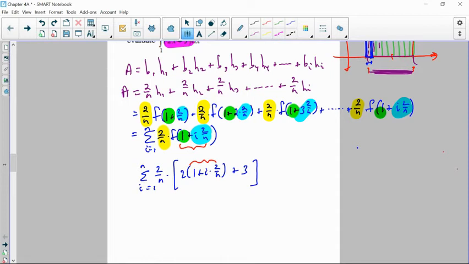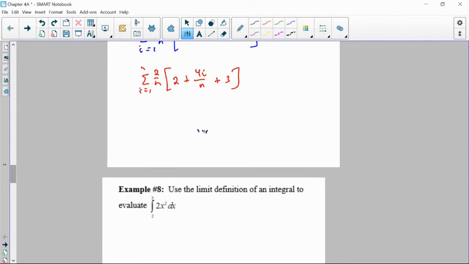Okay, now we can certainly simplify this, so we have the sigma notation, i equals 1 to n. We have 2 over n, and then we have 2 plus 4i over n, plus 3. And again, I'm just distributing: 2 times 1 is 2, 2 times 2 is 4, 4i over n plus 3, and we can combine that to 5. So we have i equals 1 to n of 2 over n, times 5 plus 4i over n.